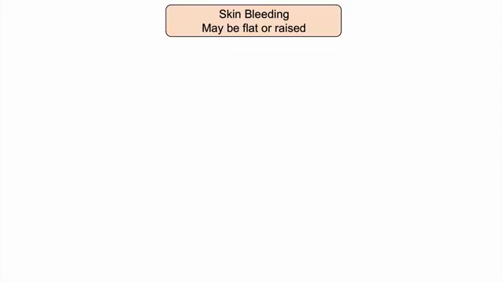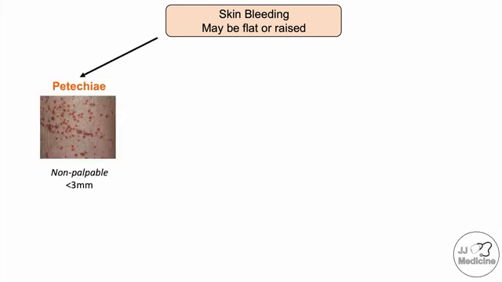Now, there are other types of skin lesions or other skin manifestations we can see depending on if there's bleeding under the skin. So with regards to skin bleeding, this is essentially another constituency. So this is blood as a constituency. The skin lesion can be flat or it may be raised. So we break it down into what we call petechiae, which are non-palpable and less than 3 millimeters.